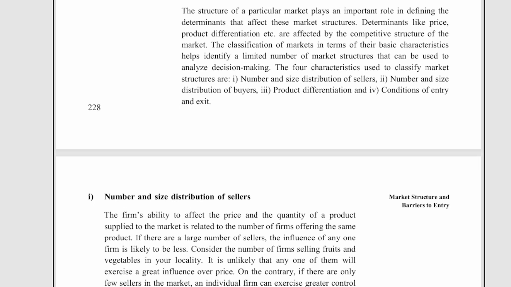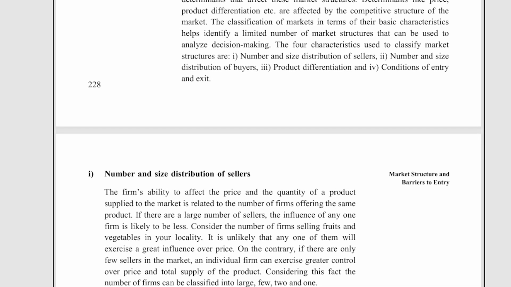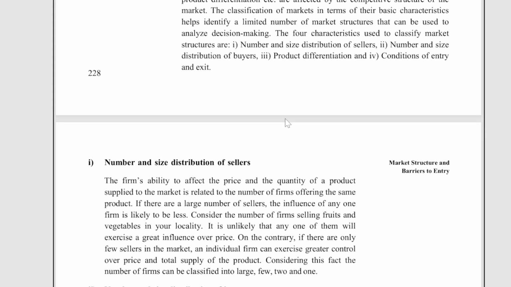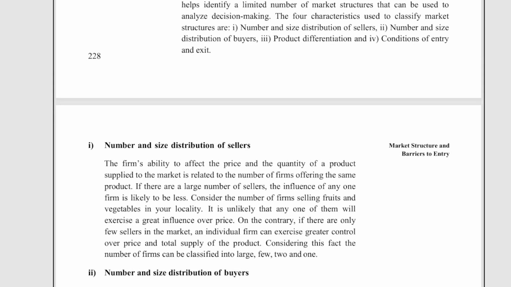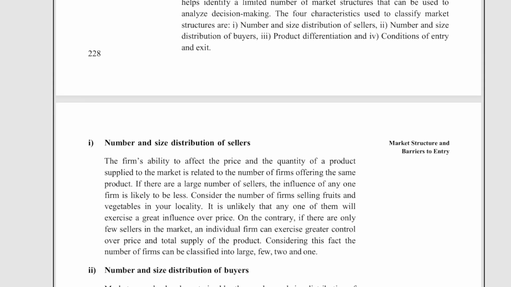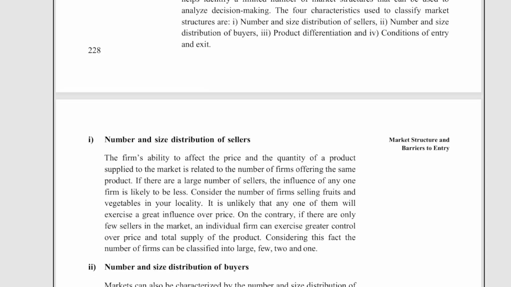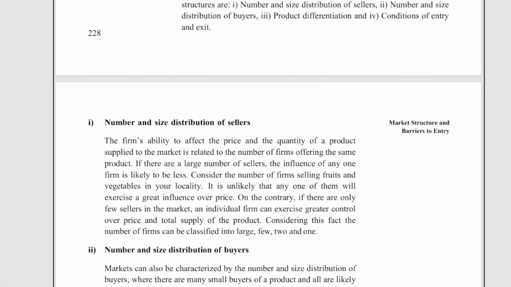The classification of markets in terms of their basic characteristics helps identify a limited number of market structures that can be used to analyze decision making. The four characteristics used to classify market structure are: number and size distribution of sellers, number and size distribution of buyers, product differentiation, and conditions of entry and exit.